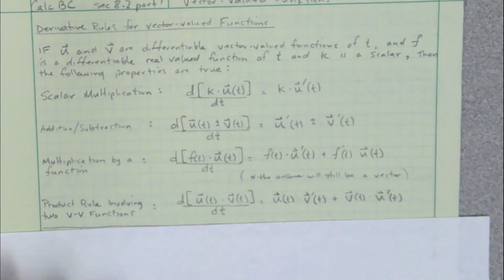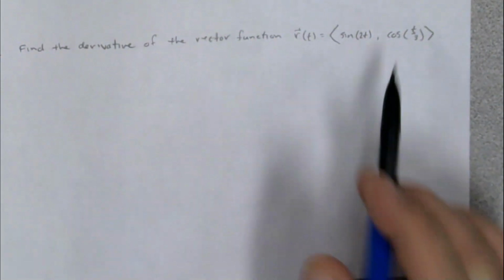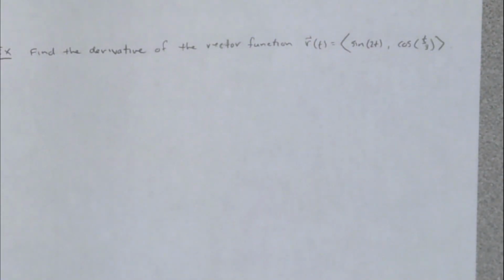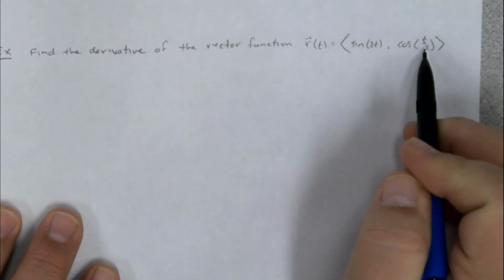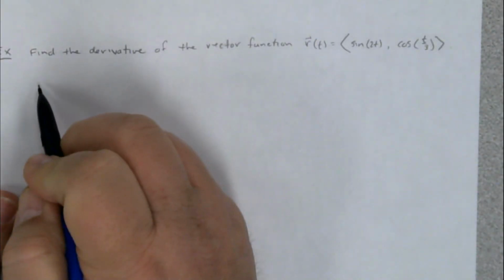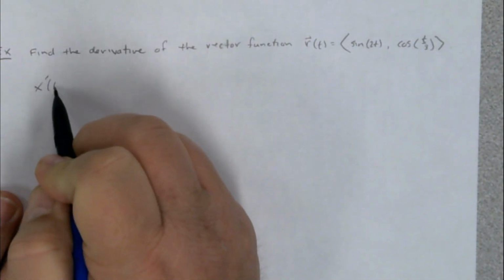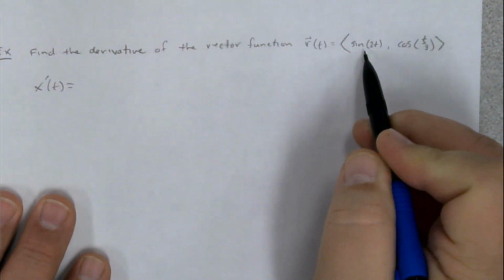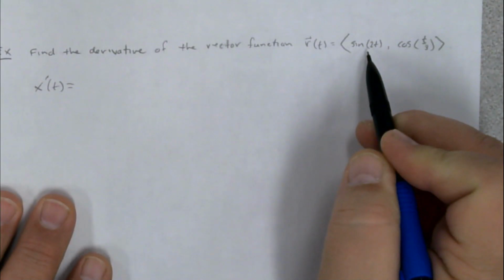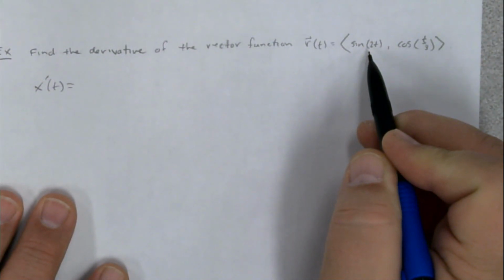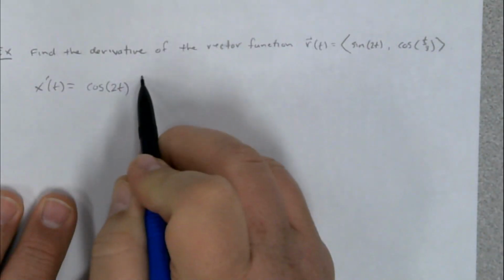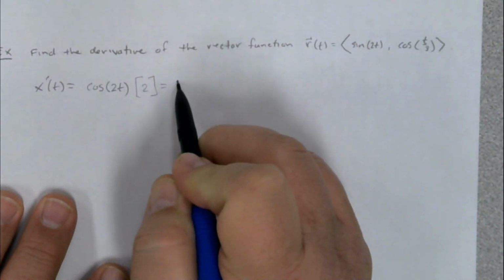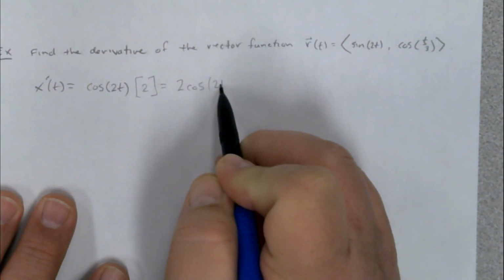Okay, so with that, we're going to do some examples. Let's find the derivative of this vector right here. We want to find the derivative of each piece that's in here. So what is x prime of t? This is x of t, so the derivative of the sine is the cosine. So I'm going to have the cosine of 2t, and then the chain rule says I have to multiply this by 2 also, giving me 2 cosine of 2t.